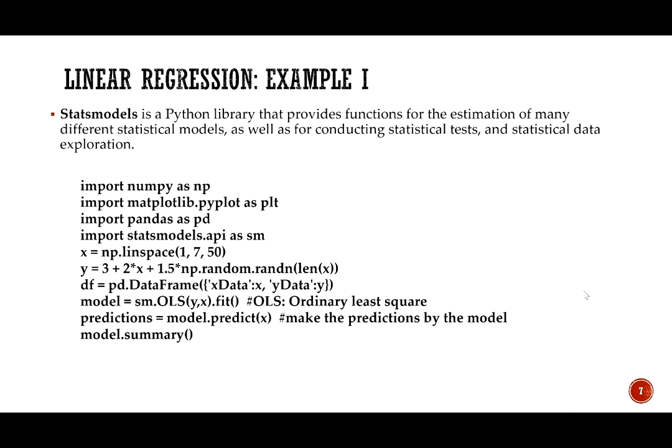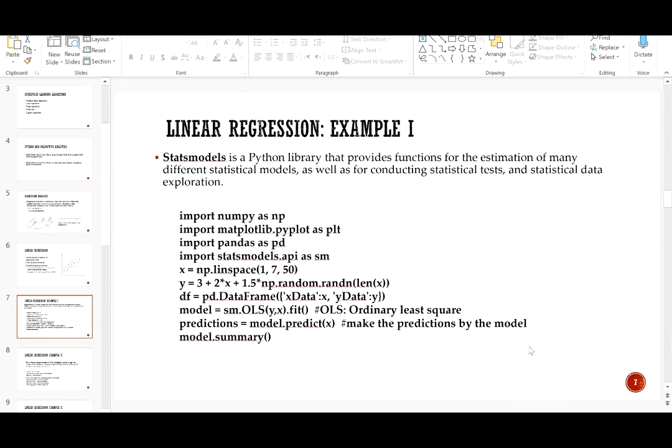Then we create a data frame which has 2 columns, 1 column x data and 1 column y data. And then we want to call the statsmodels, use the ordinary least squares technique or OLS, and then we pass y and x as input to that method and fit the regression model. After we create the model, we can apply the predict method to make predictions, and we can print the model summary, because in a statistical analysis we want to look at the significance of each coefficient. We want to look at the R-square values and p-values. Now let's implement this in a notebook and you can see what the result looks like.